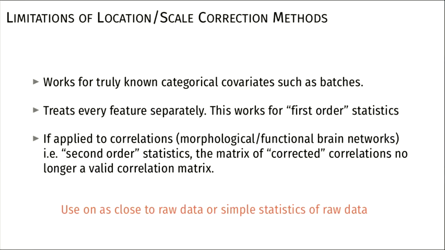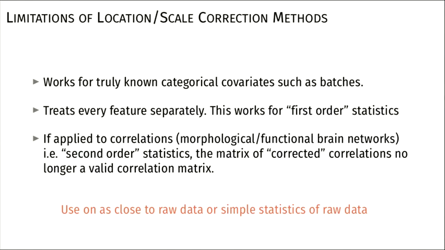But one thing to keep in mind is that it treats each feature separately. So here you're applying a separate model for every voxel. You're applying a separate model for every feature. And so it's not taking into account the joint distribution across all features. That's why I say this kind of technique is great for first-order statistics. But for second-order statistics, for example, if you're looking at measures of brain networks, either functional data or morphological networks, these are all second-order statistics.